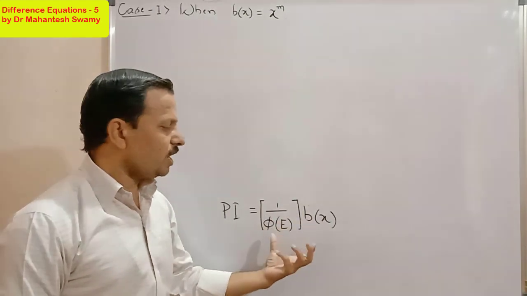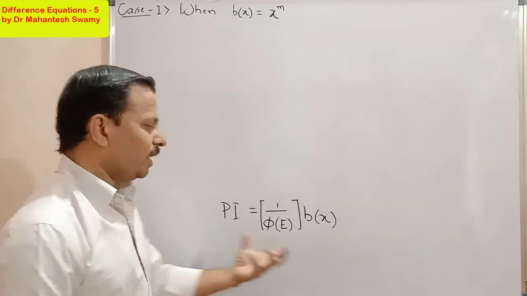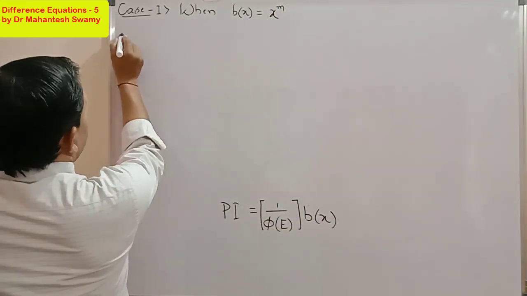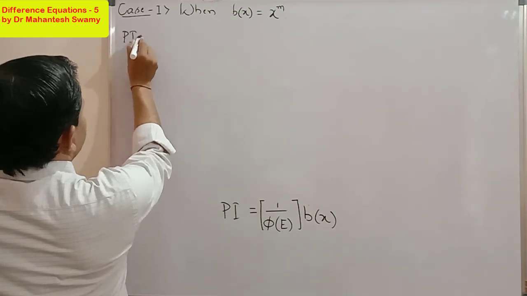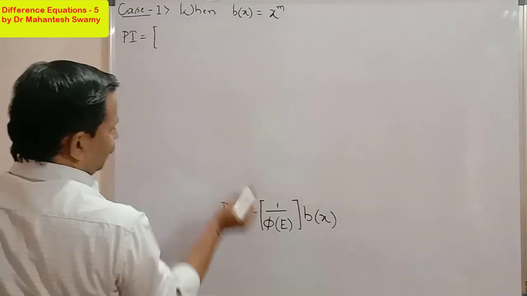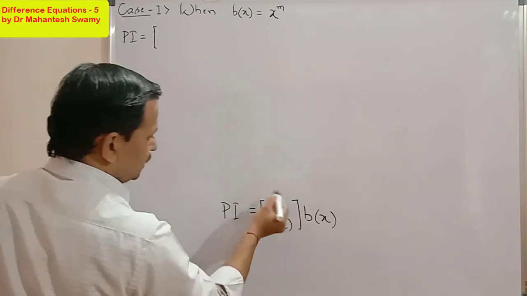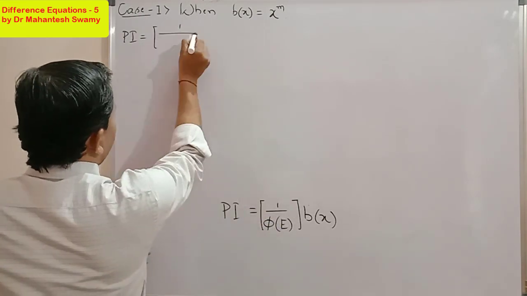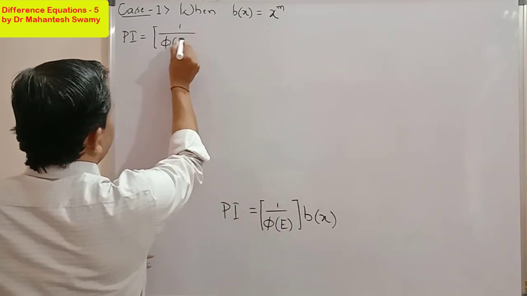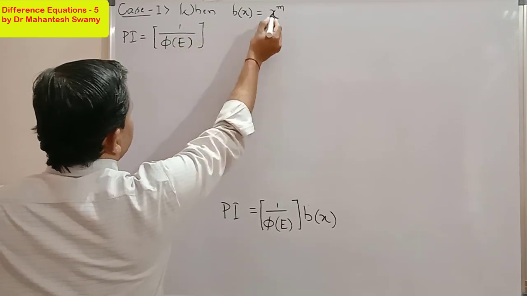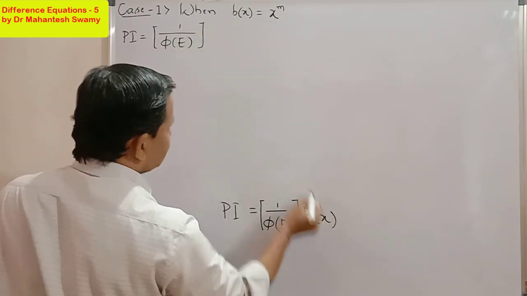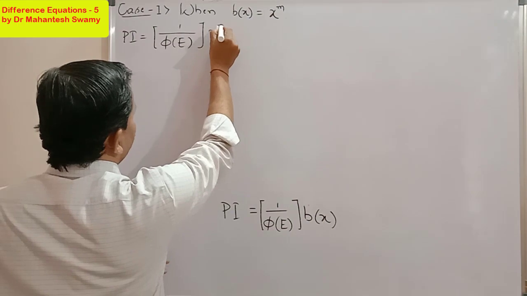Now here we have to modify this. So what is to be done? The particular integral in this case is this expression, 1 divided by phi of E operated on this b of x. b of x here in this case is x to the power m.